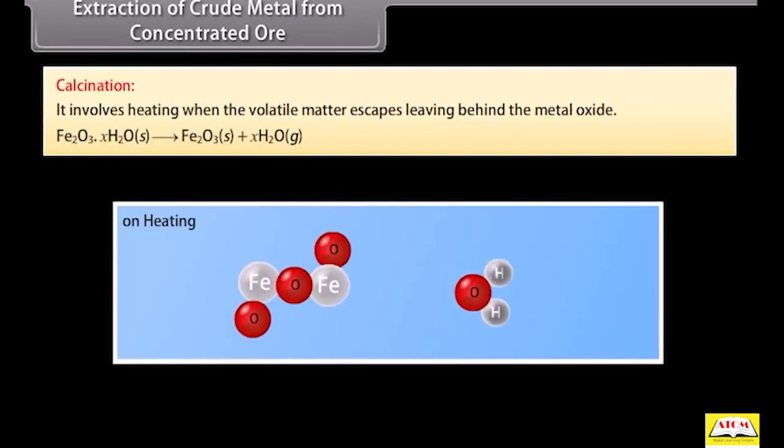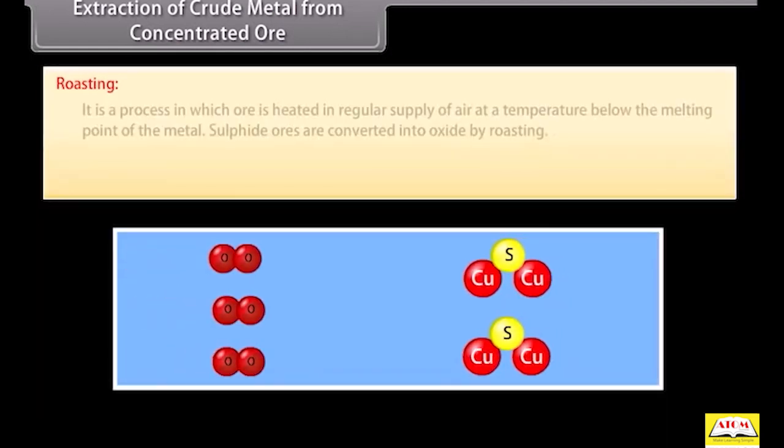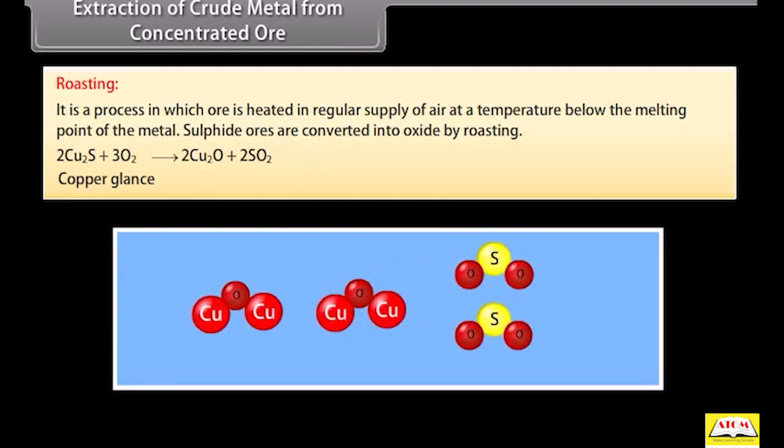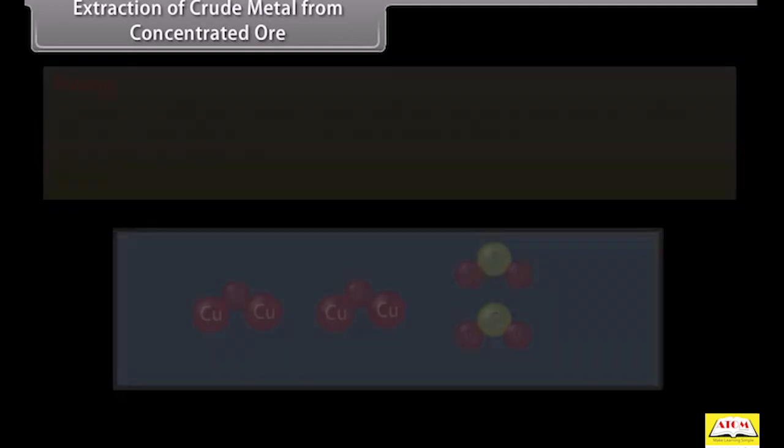Calcination. It involves heating when the volatile matter escapes, leaving behind the metal oxide. Roasting. It is a process in which ore is heated in a regular supply of air at a temperature below the melting point of the metal. Sulfide ores are converted into oxide by roasting.